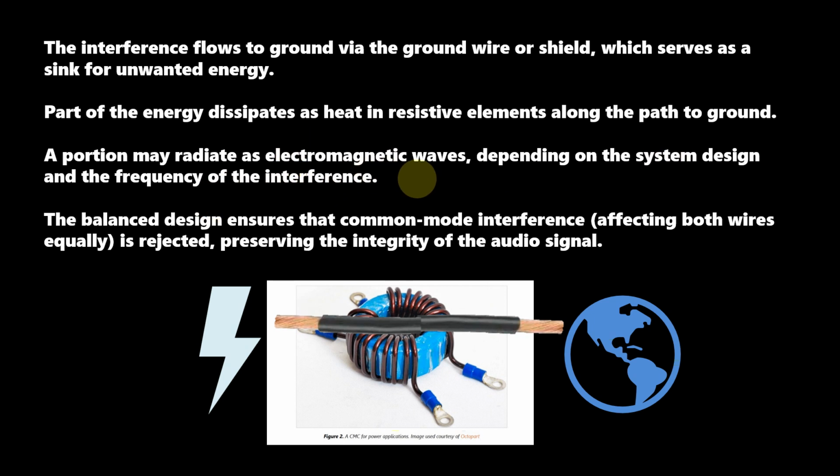And actually, this is a problem, right? Because all voltages can create magnetic waves, and all magnetic waves can create voltages. And this is, I think, the prime problem of all audio engineering, is keeping these things separate and not letting one generate another that screws everything up. So the balanced design ensures that common mode interference affecting both wires equally is rejected, preserving the integrity of the audio signal. And so that's it.